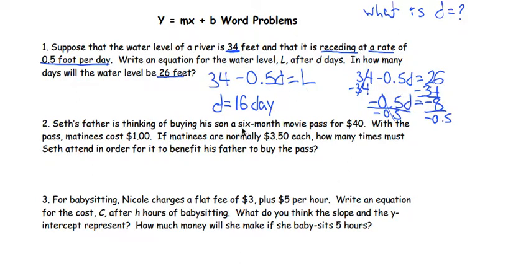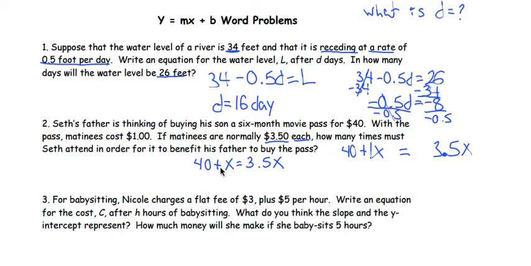The first equation is if Seth's father buys the 6-month pass, he'll pay $40, and then he'll pay $1 every time he goes. The other equation is that he has to pay a total of $3.50 each time he goes. So the other equation will be 3.5 times the number of times that he goes. And these are the two expressions that we're going to set equal to each other. So we have 40 plus x equals 3.5x.